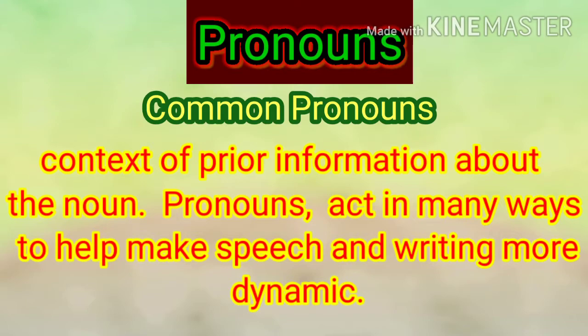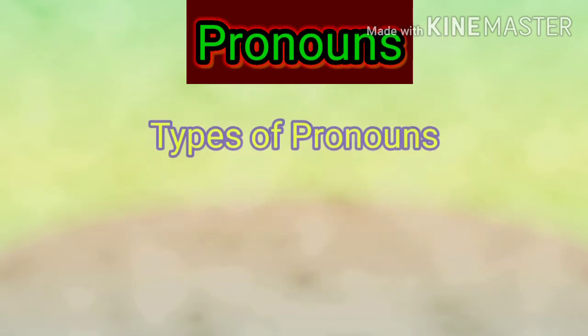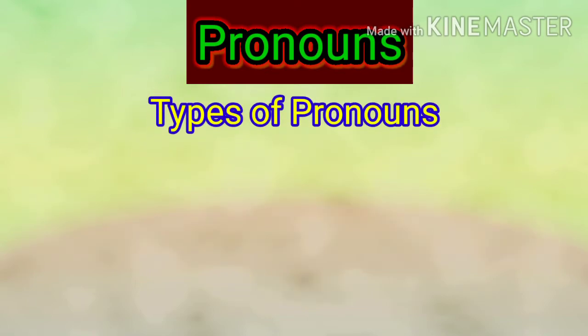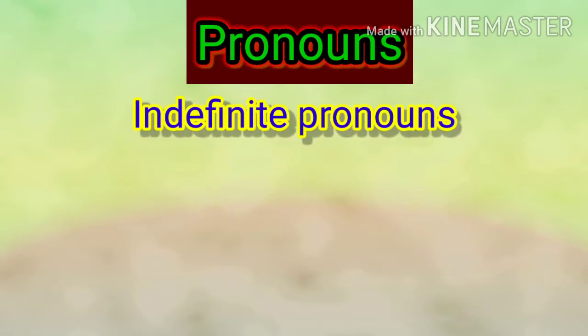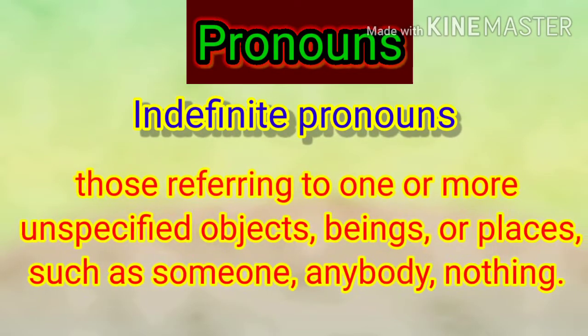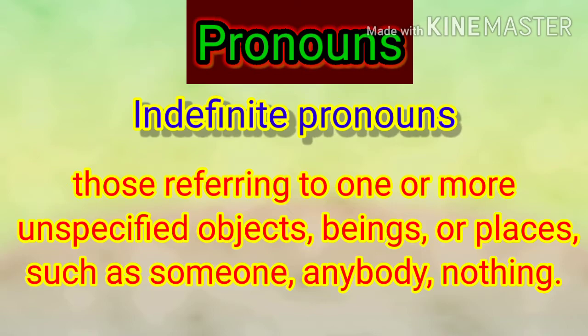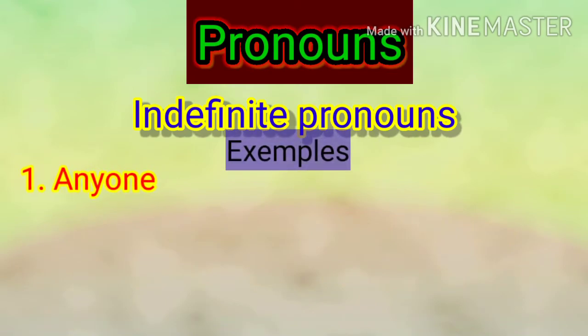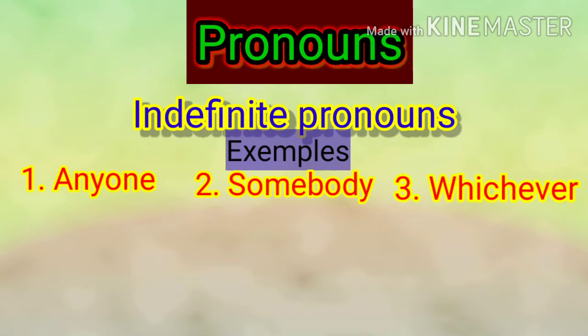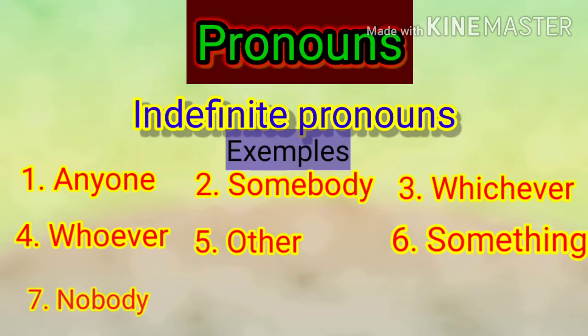So let's start the discussion about the types of pronouns. In this video, I'll discuss 9 types of pronoun. So let's start with the first type, indefinite pronoun. These types of pronouns refer to one or more unspecified objects, beings or places, such as someone, anybody, nothing. Indefinite pronoun examples are anyone, somebody, whichever, whoever, other, something, nobody.